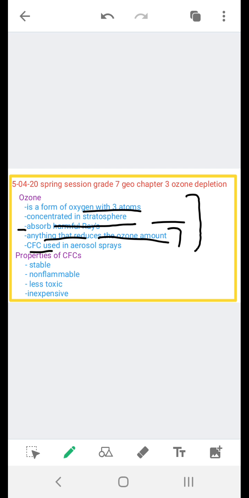So next we have properties of CFCs as an important fact. When chlorofluorocarbons were first introduced, they were highly acclaimed for their many qualities. There are some qualities: they are stable, they are non-flammable, they do not burn, they are less toxic, not so poisonous, and they are inexpensive, not so costly either.